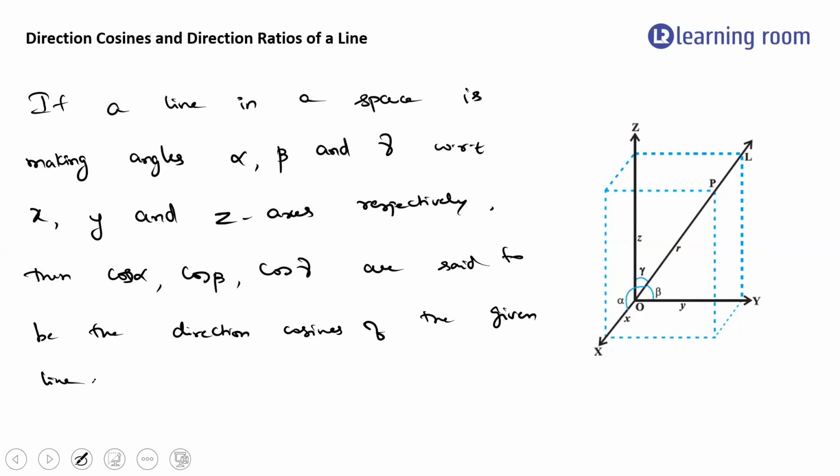So I hope we are able to understand. If a line in a space is making angles alpha, beta, and gamma with respect to the x-axis, y-axis, and z-axis respectively, then cos alpha, cos beta, and cos gamma are said to be the direction cosines of the given line.